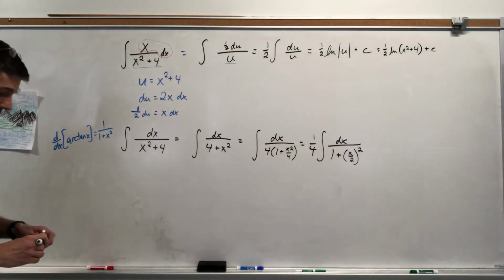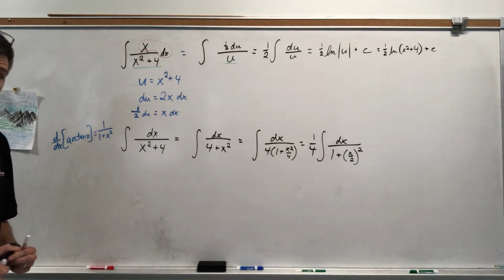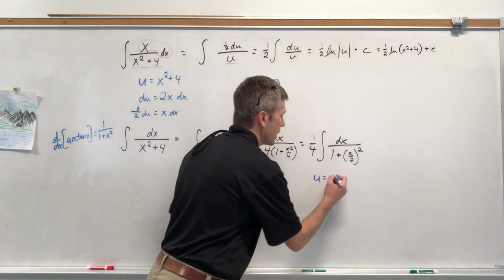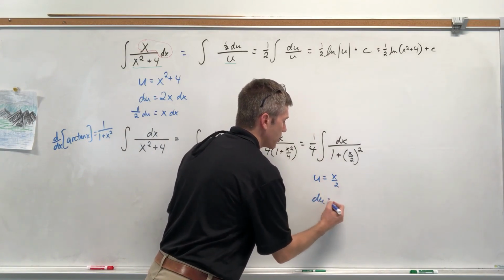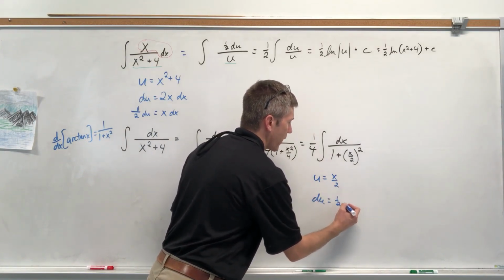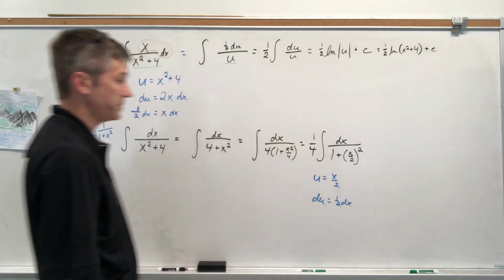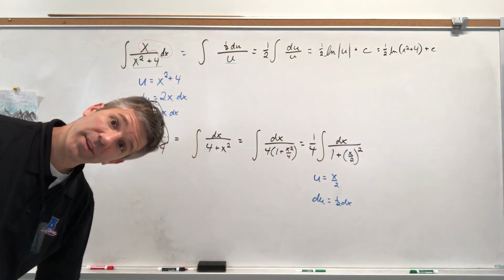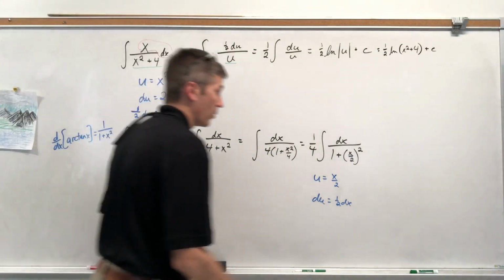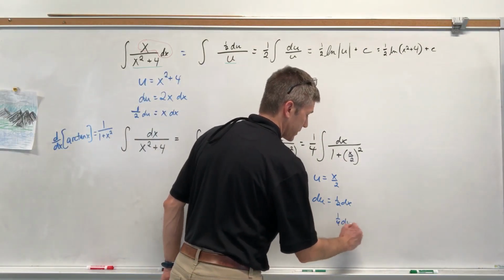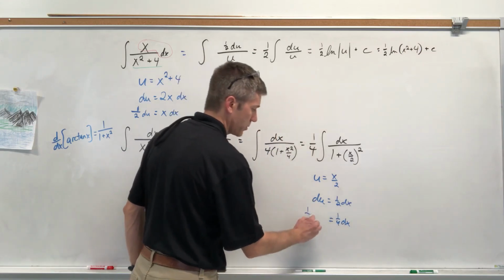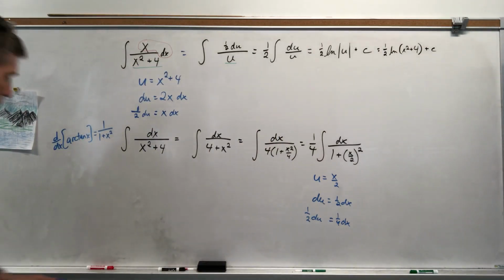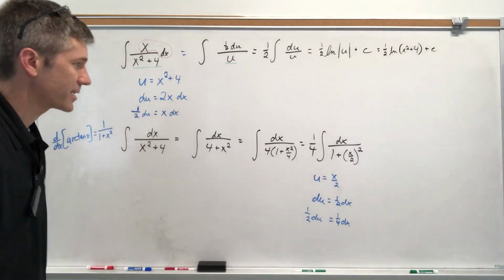Okay, so now we're ready to go with this idea. And as I do, we're going to identify what u is. And u is x over 2, which means du is 1/2 dx. I don't want 1/2 dx. I want 1/4 dx. And so I'm going to get my 1/4 dx by dividing by 2. So I want 1/2 du. All right. Let's do this. Things get fun here.